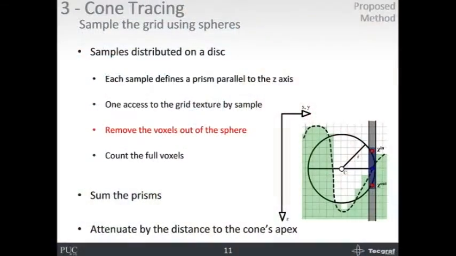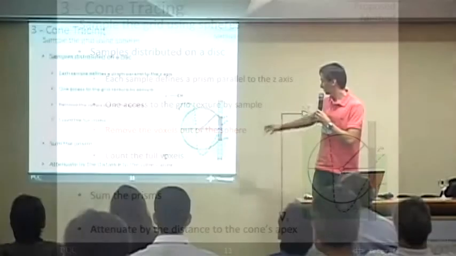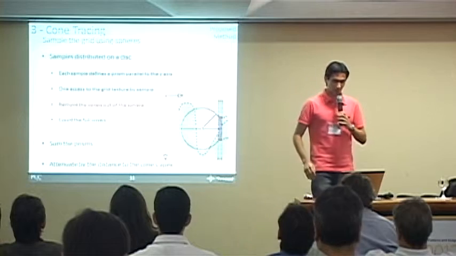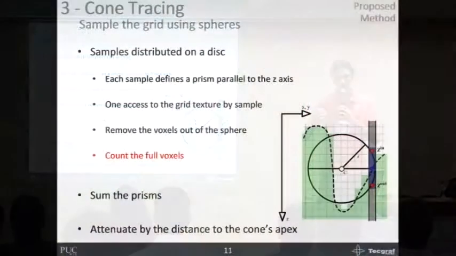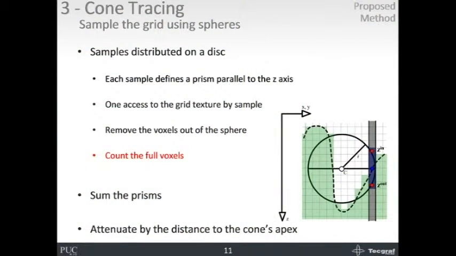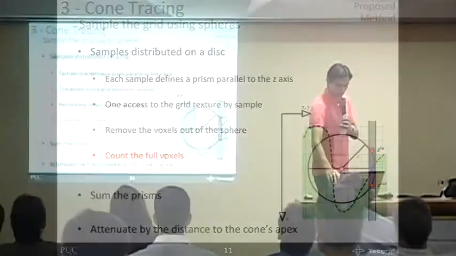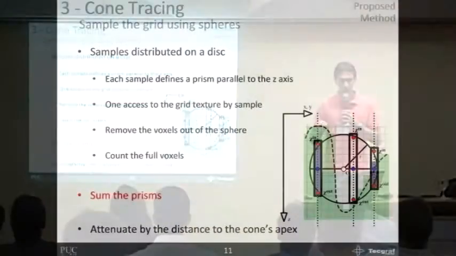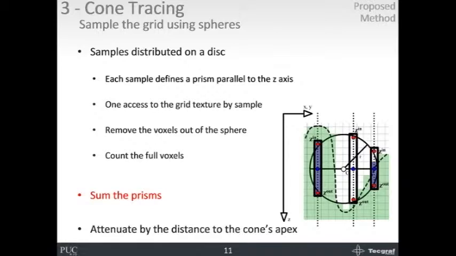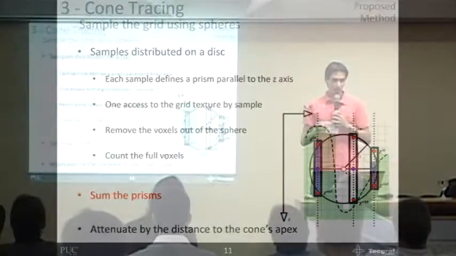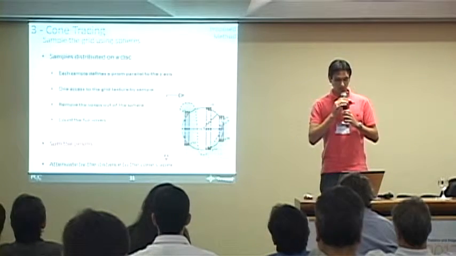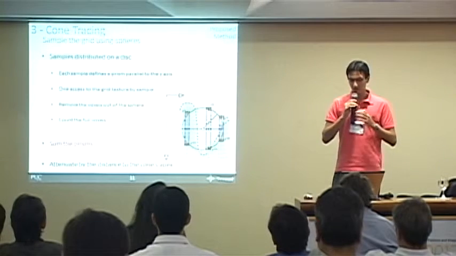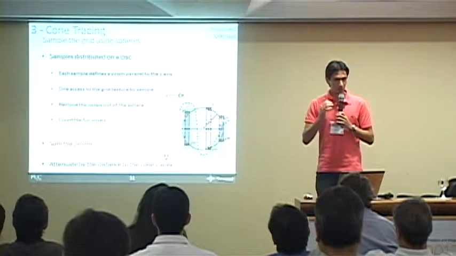So we have to remove all the bits that are out of the sphere. We remove these using binary operations, and we count the full voxels only in this range of the sphere. As we do that for all the samples of the sphere, we can sum, just like the method proposed by Sigma and Carlos, and we'll have the occluded volume of this sphere.